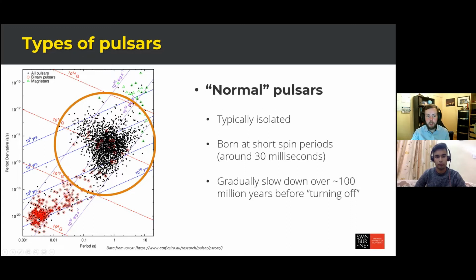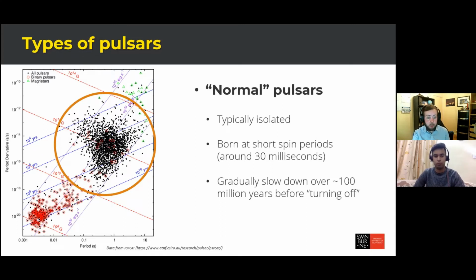towards the bottom right, until eventually they spin down to slow enough rates of rotation that they can't sustain their radio emission anymore, and they turn off. They enter what's called the pulsar graveyard, although that concept in itself is still being ironed out. It's not perfectly understood how and why pulsars turn off.